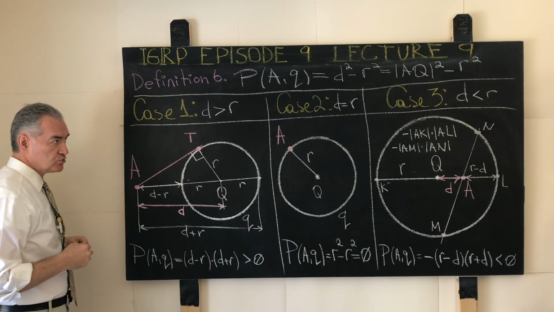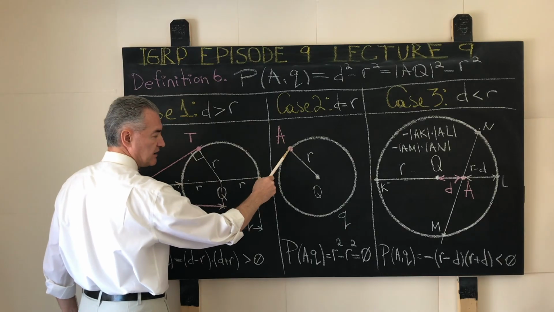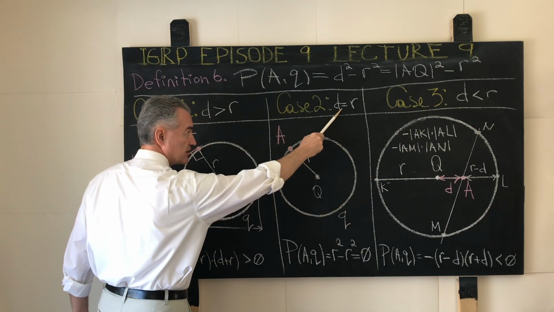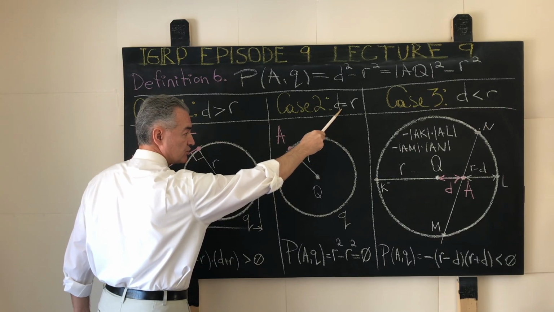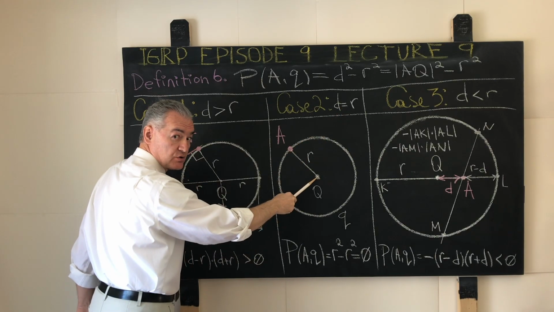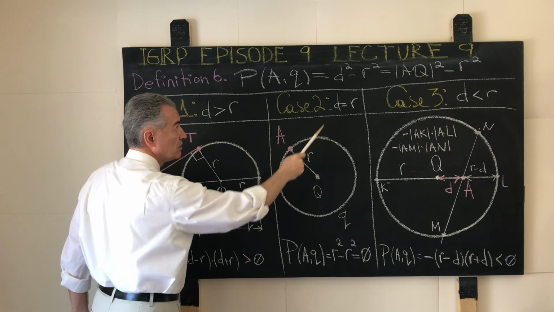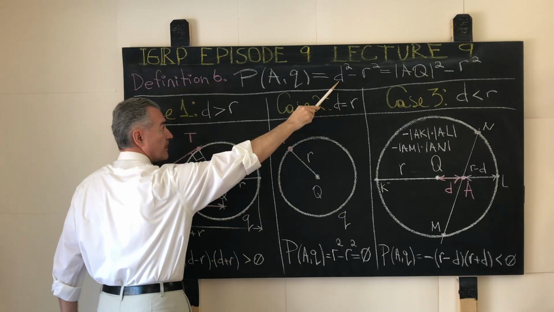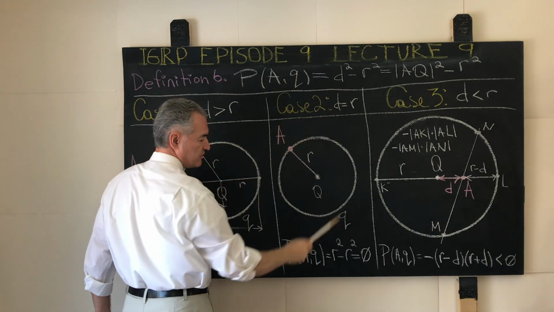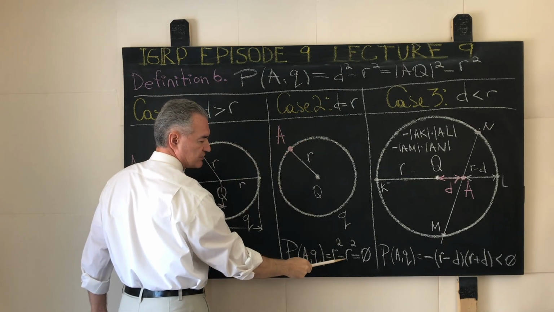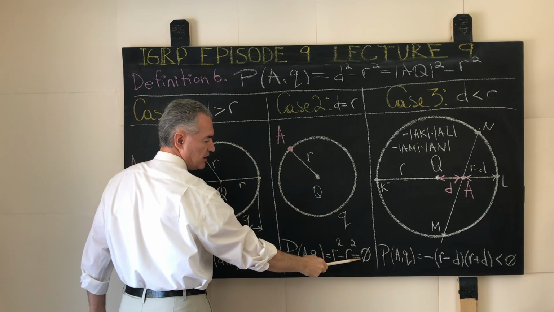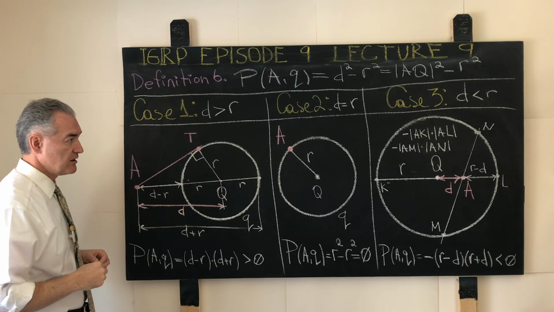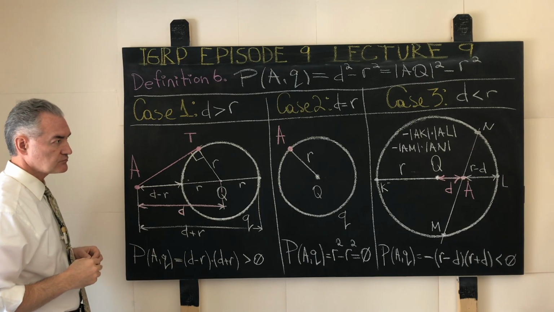In case number two, when the point A is located strictly on the circle of interest Q, then the distance from that point to the center of the circle is precisely r. So here in our algebraic definition of the power of a point with respect to a circle, we'll have the difference r squared minus r squared. This comes out to be 0, a real number that is 0.